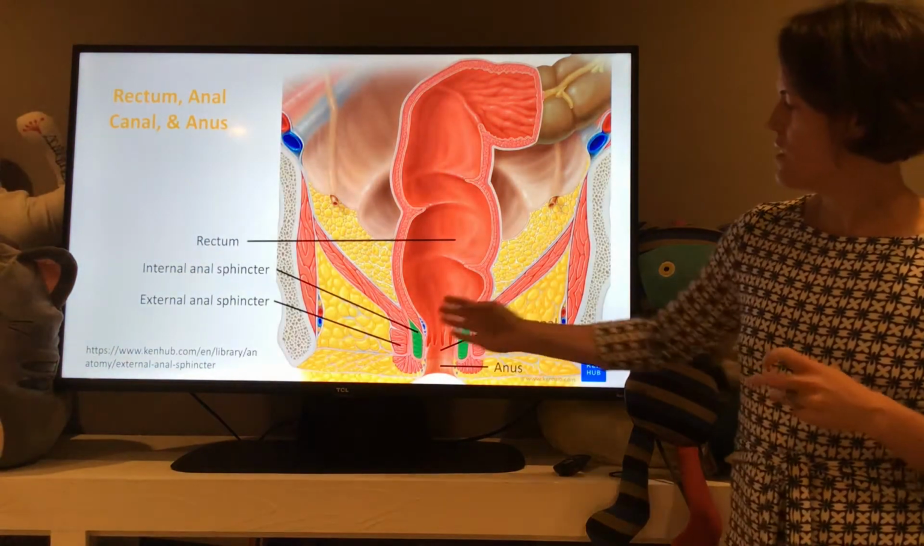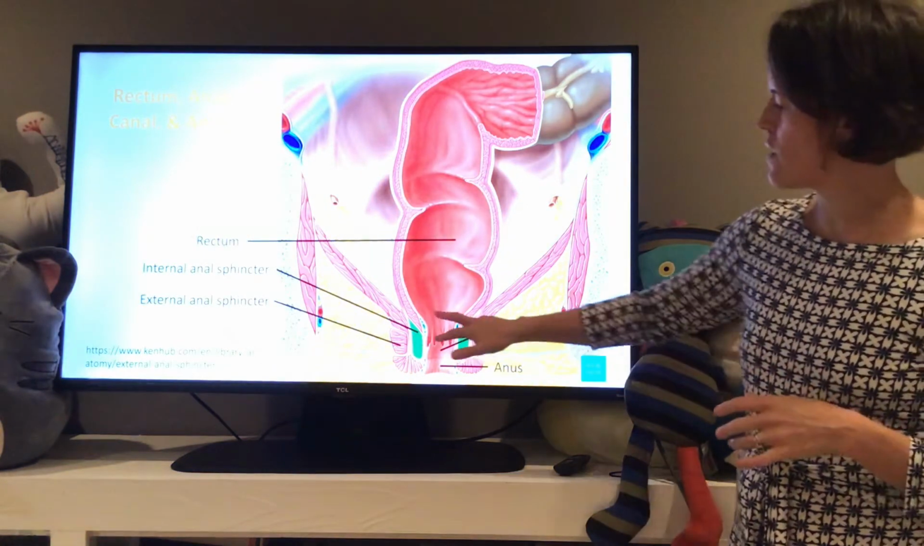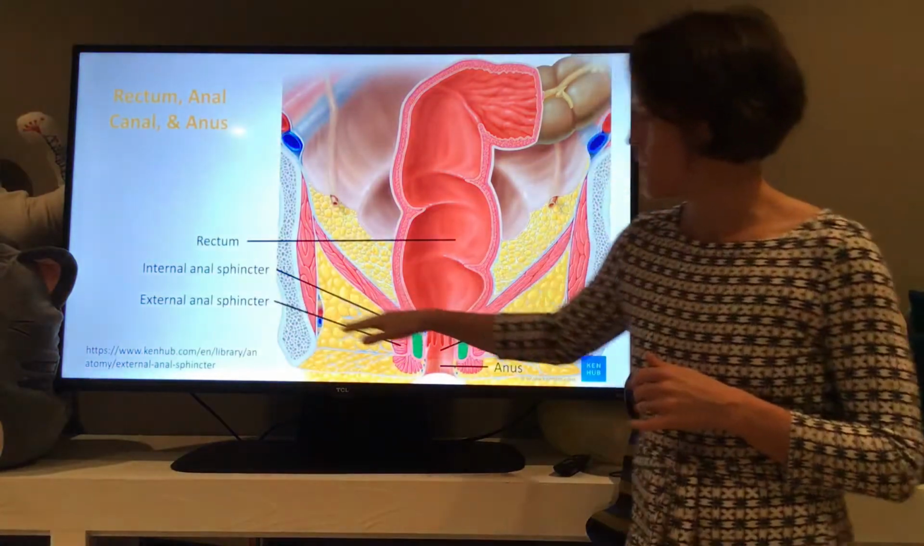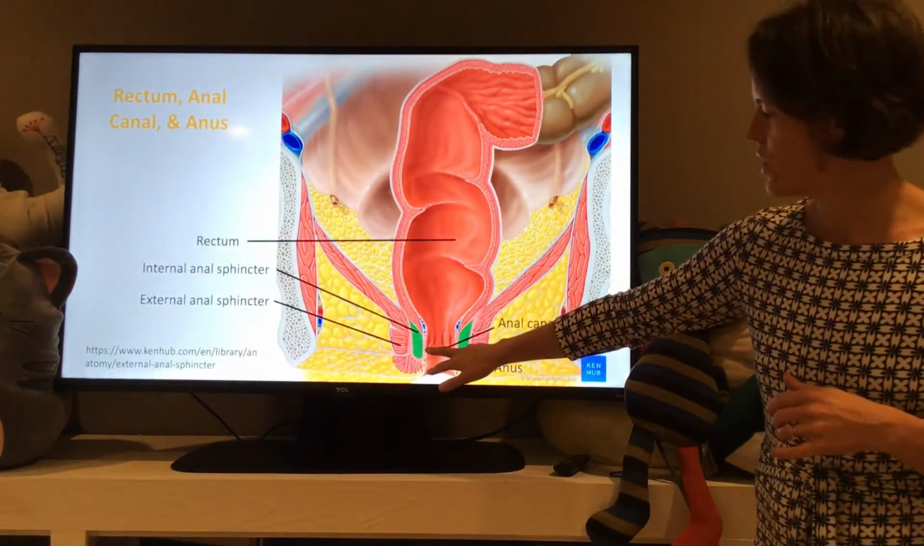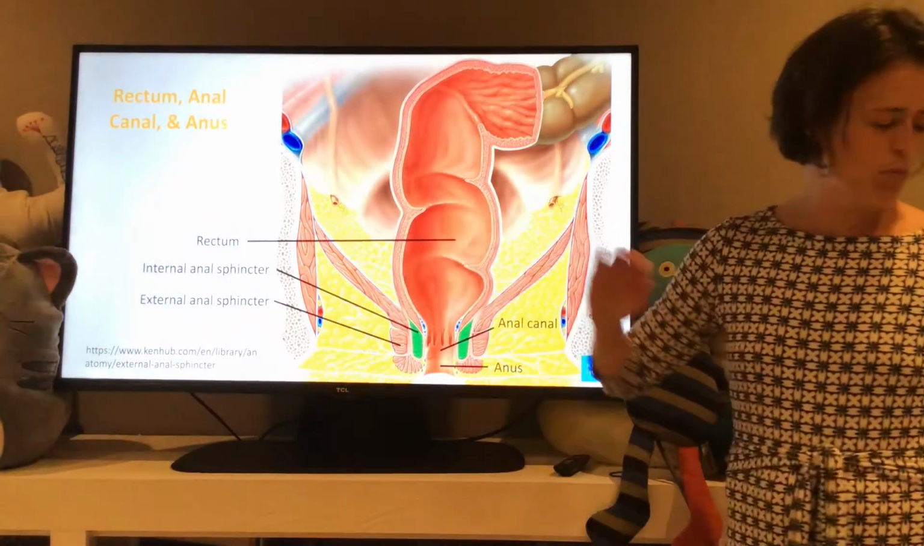Here we have the rectum, anal canal, and anus. The internal anal sphincter is involuntary and remains contracted most of the time. It surrounds the superior 2/3 of the anal canal, while the external anal sphincter, which is voluntary, surrounds the inferior 1/3. It consists of subcutaneous, superficial, and deep portions.